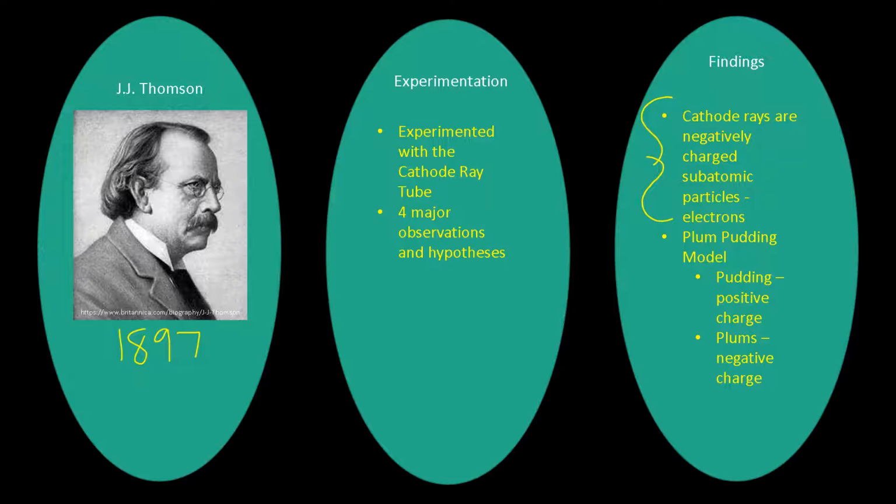And from this, he created the plum pudding model. The plum pudding model is a sphere of positive charge. The pudding in the background is positive charge. Then we have some plums in the middle that are just negative charges or electrons floating around.